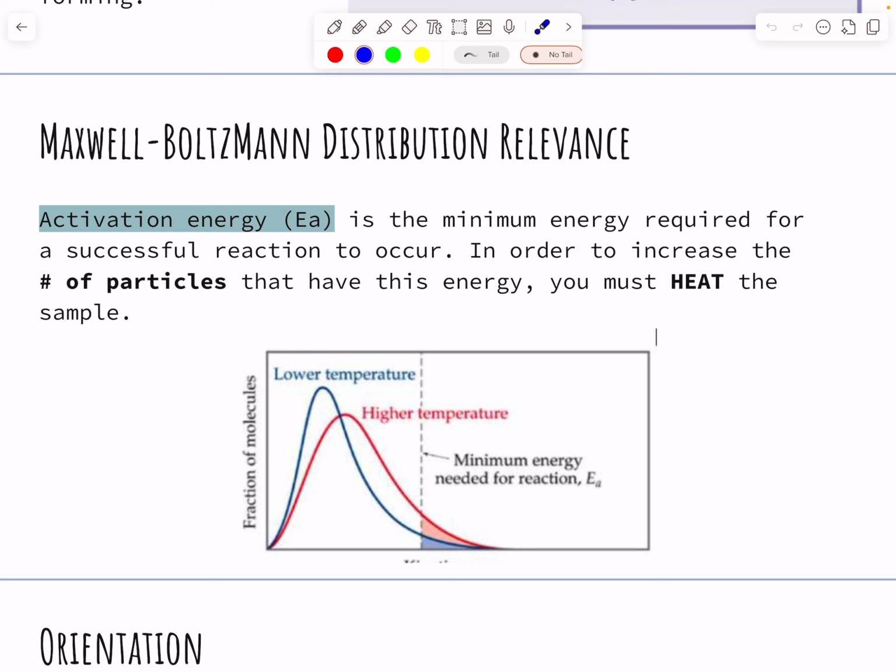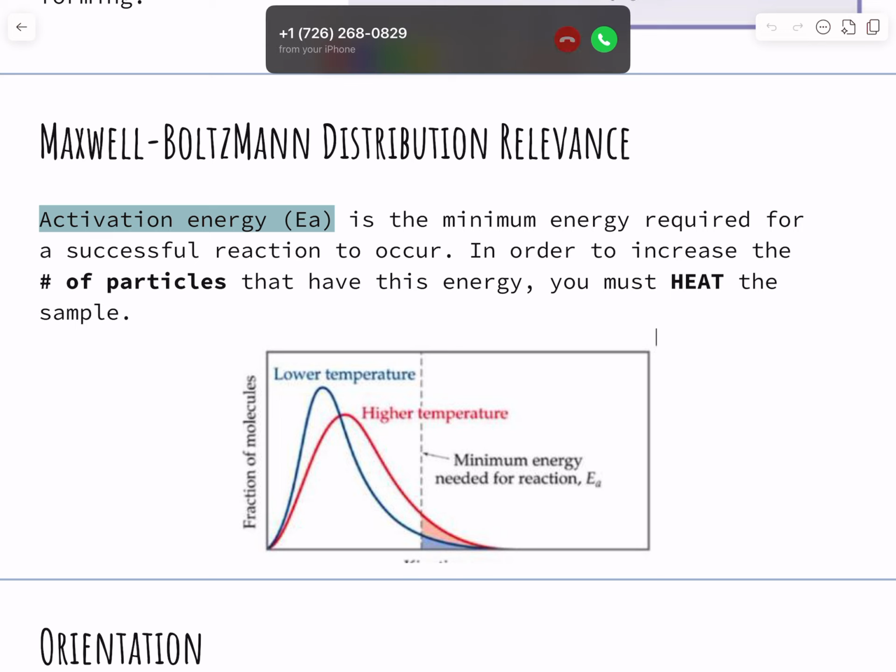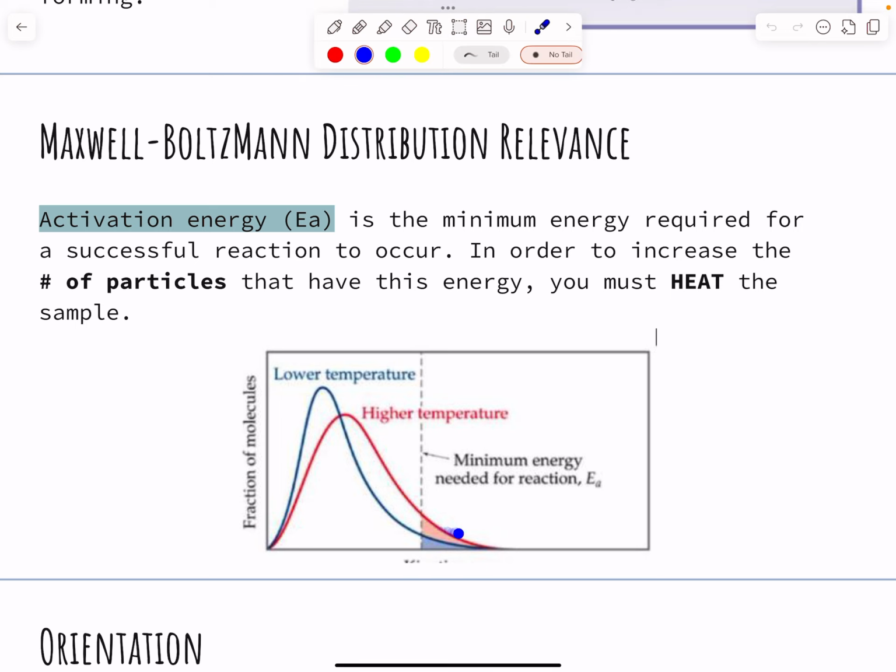And you notice that at the higher temperature, there's a greater area under the curve past that minimum energy than there is at the lower temperature. The red will have more. Any of the particles below that minimum energy that hit each other would not react. So the successful collisions would happen in this particular little triangle down here.